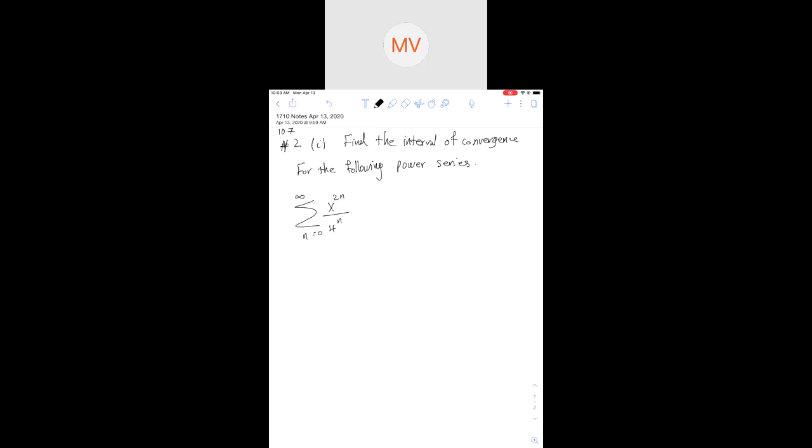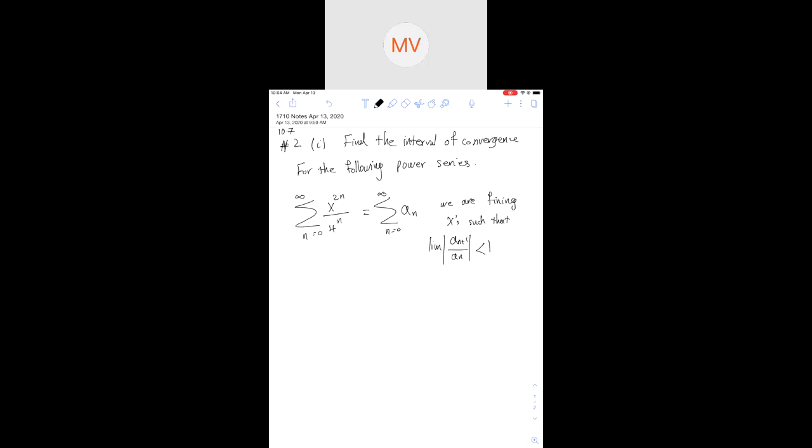So this is basically a sum of, you can call it a sub n, or b sub n, it doesn't matter, from 0 to infinity. So we use the ratio test, and we are finding x's such that the limit of a sub n plus 1 over a sub n, absolute value, is less than 1.